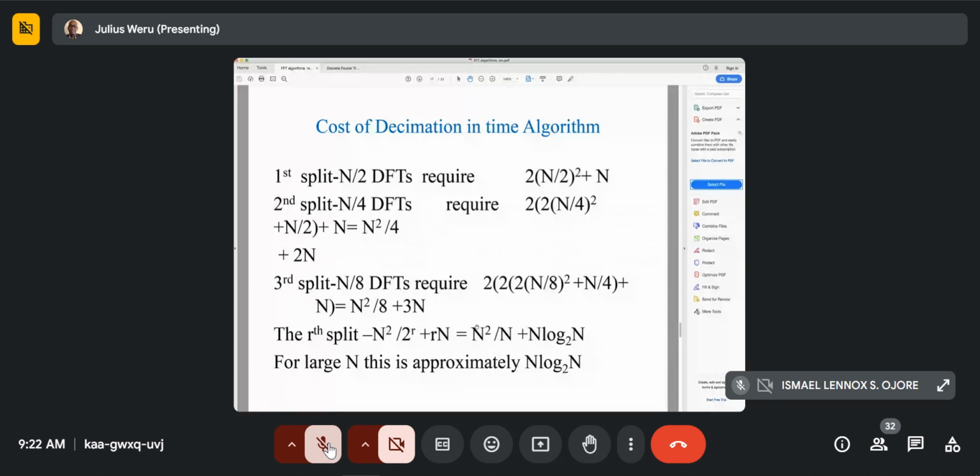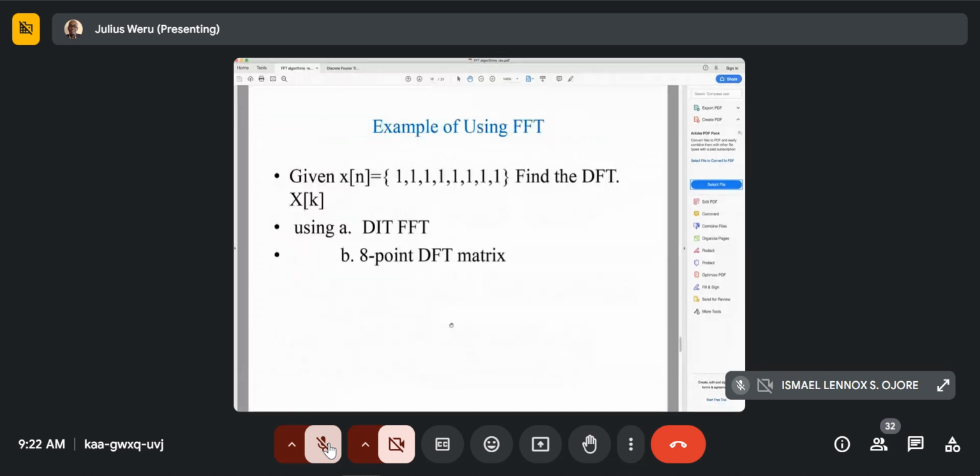Yeah. So it looks like everybody is okay with that. Here you are given an example. You're given 1, 1, 1, 1, 1, 1. I just made it easier, so you don't have a lot of complex multiplications. So I just used a sequence of 8 ones.